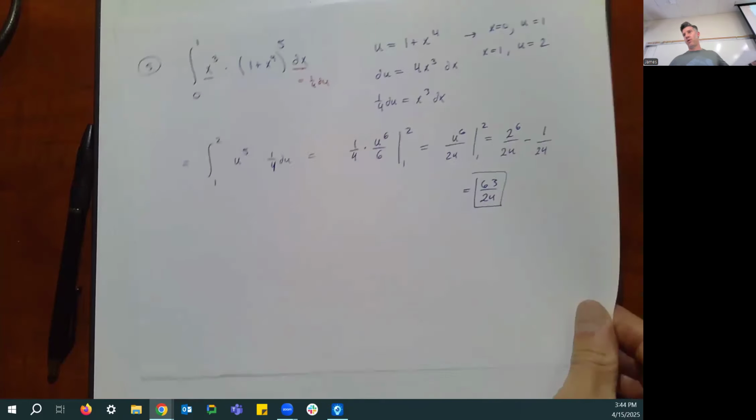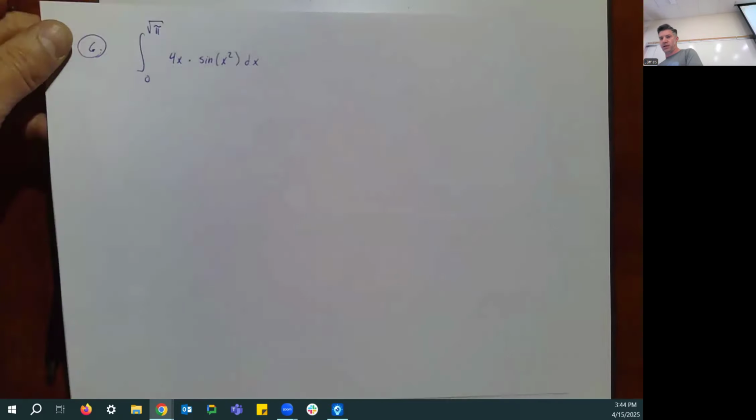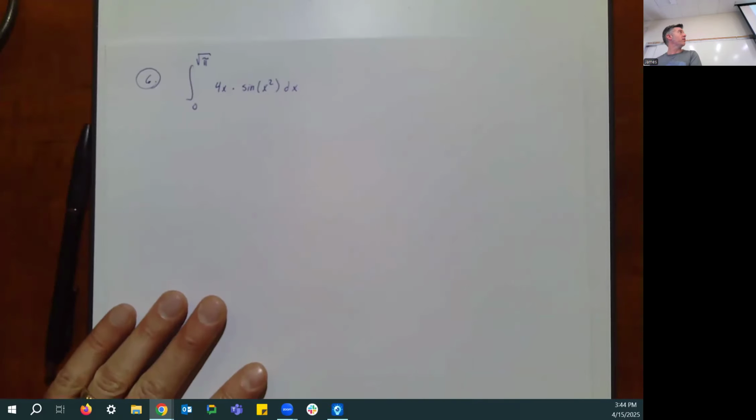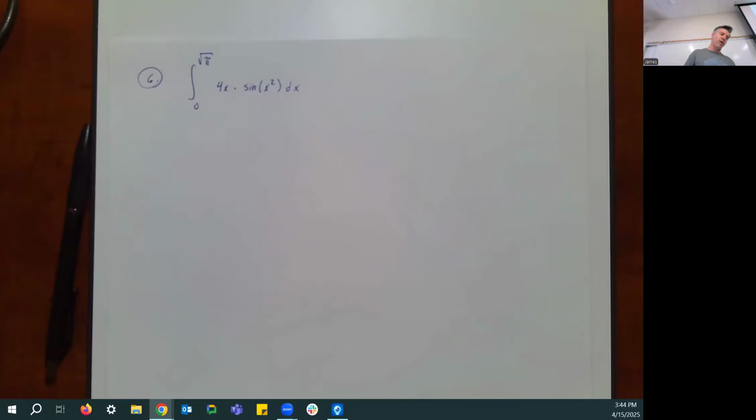Let's do one more, unless there's no questions about this. And then after that, we will turn our focus towards the exam you'll have tomorrow, or that most of you have tomorrow. Not all of you, but many of you. So try that one. The integral from 0 to the square root of pi of 4x times sine of x squared dx.